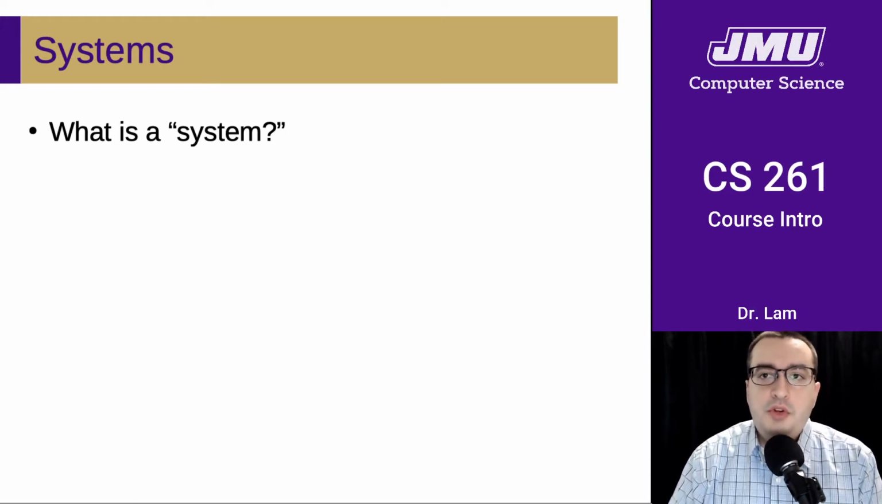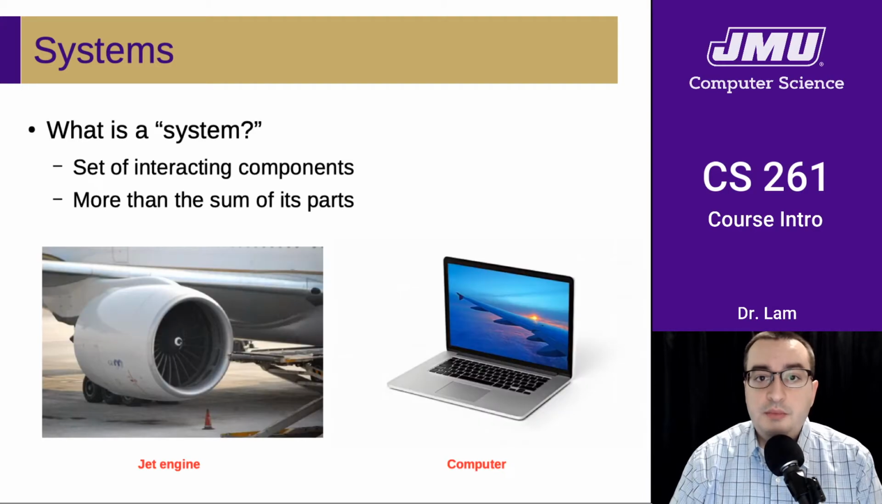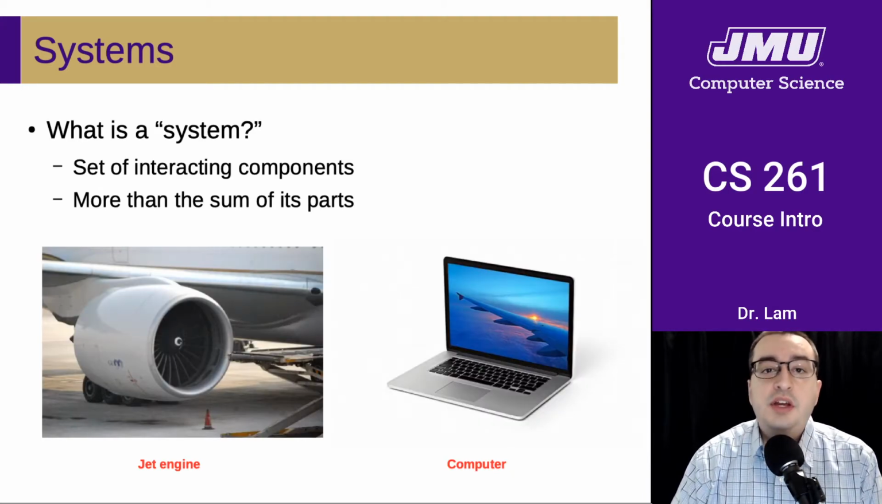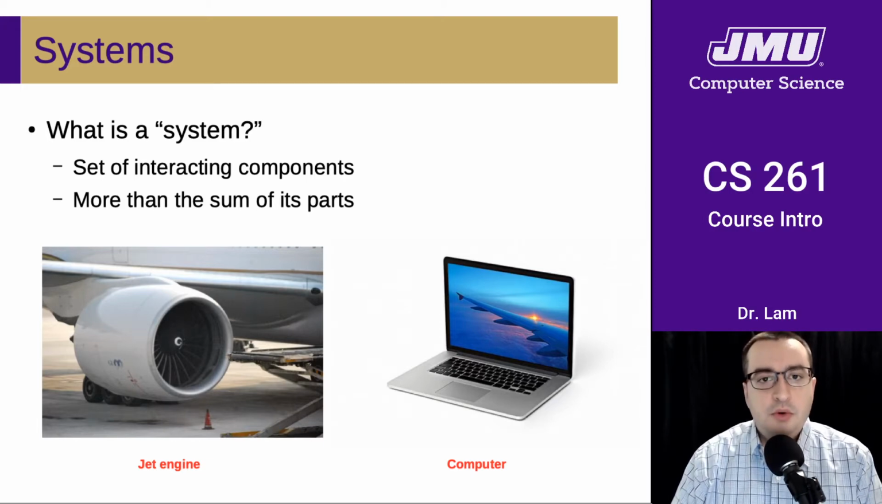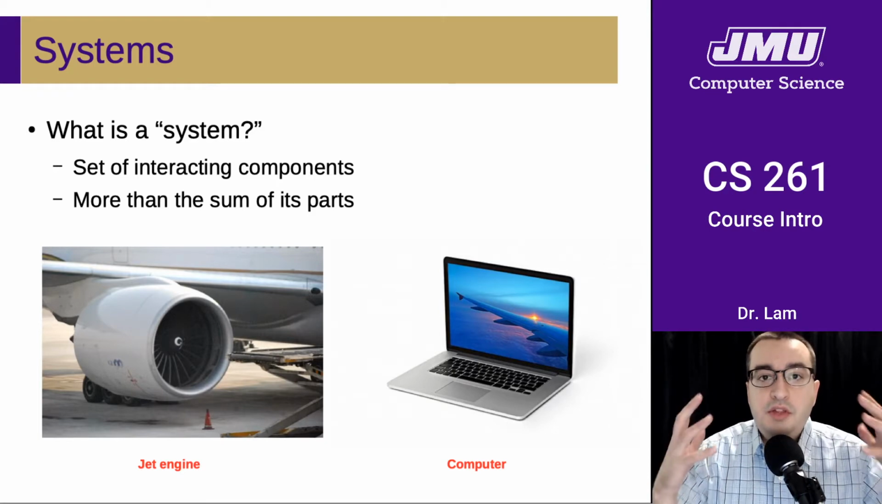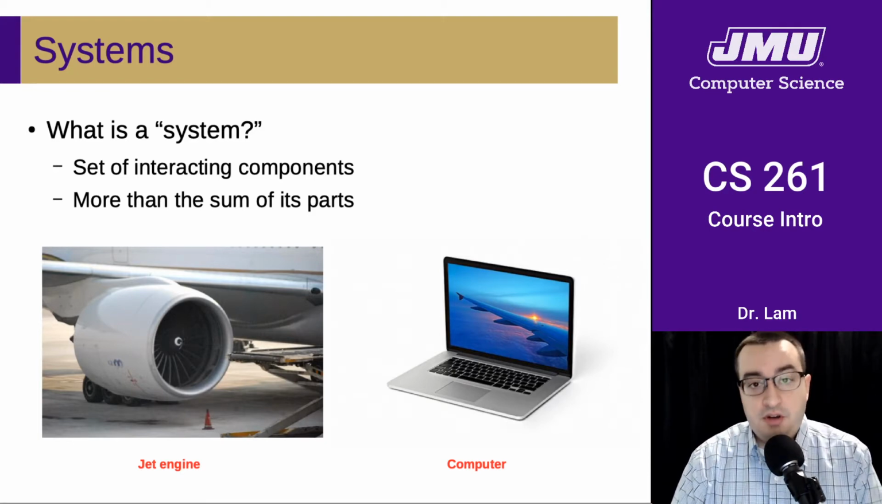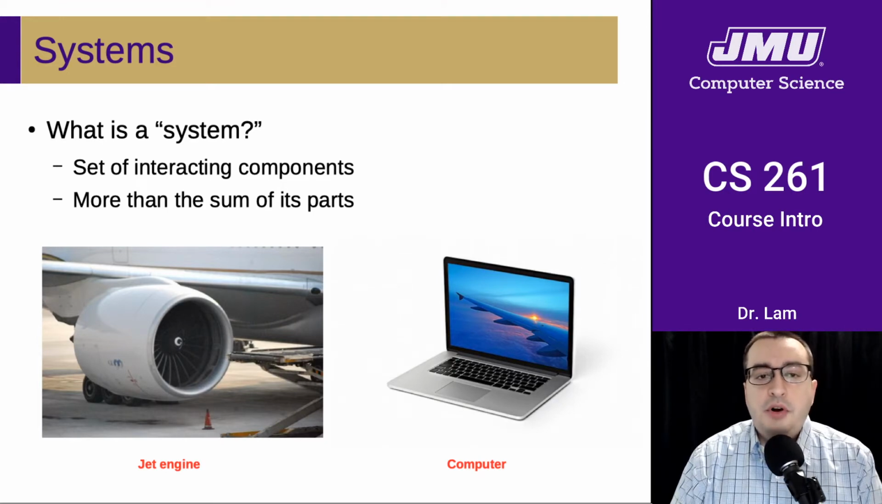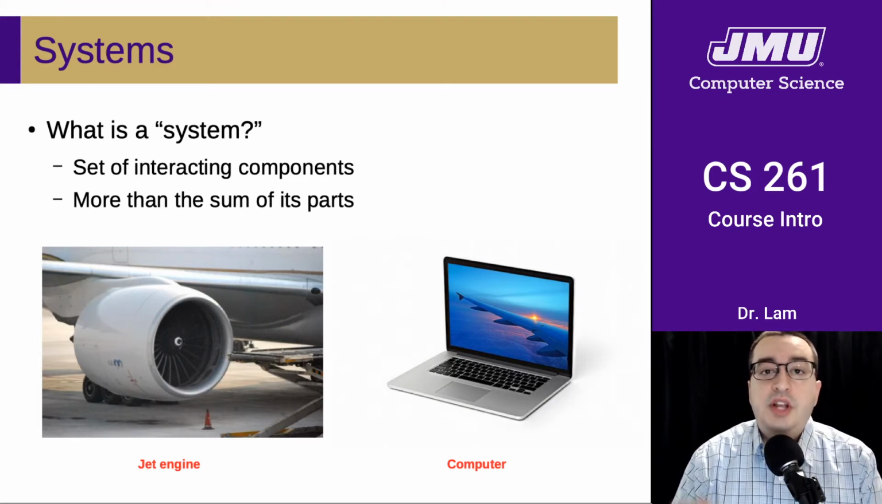So probably the most useful definition of a system at this point is that it is the set of interacting components. And there are many different kinds of systems, but really the take-home point is that by putting all of these components together, we create something that is more than the sum of its parts. And part of the goal here is to start understanding how all of those parts work together.